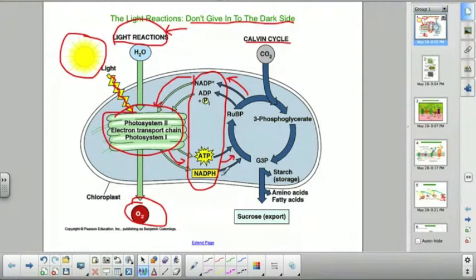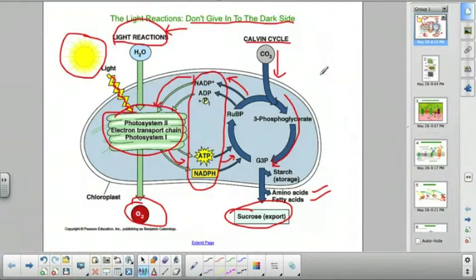Those things are going to be used to help power the Calvin cycle. The ATP and the NADPH drive the Calvin cycle, and of course the Calvin cycle takes in CO2, uses the products produced in the light reactions, and creates G3P, which is later used to make organic substances like sugar, but it can be used to make other things like amino acids or fatty acids, anything the plant needs, really. Usually it's sugar, though.